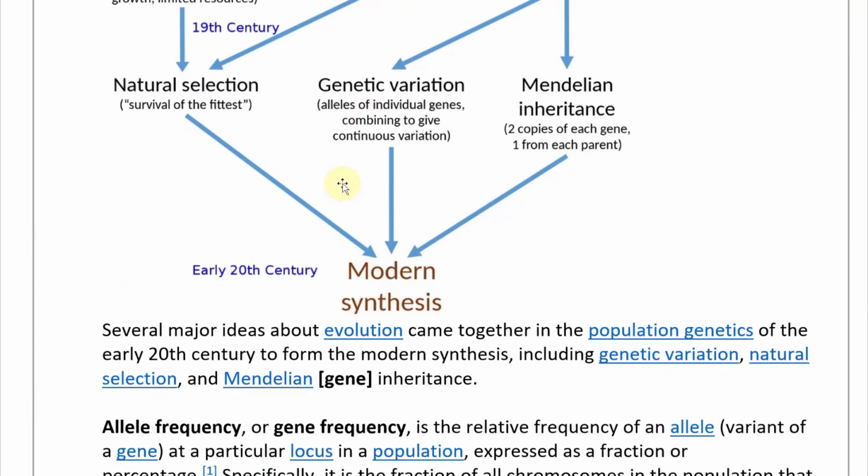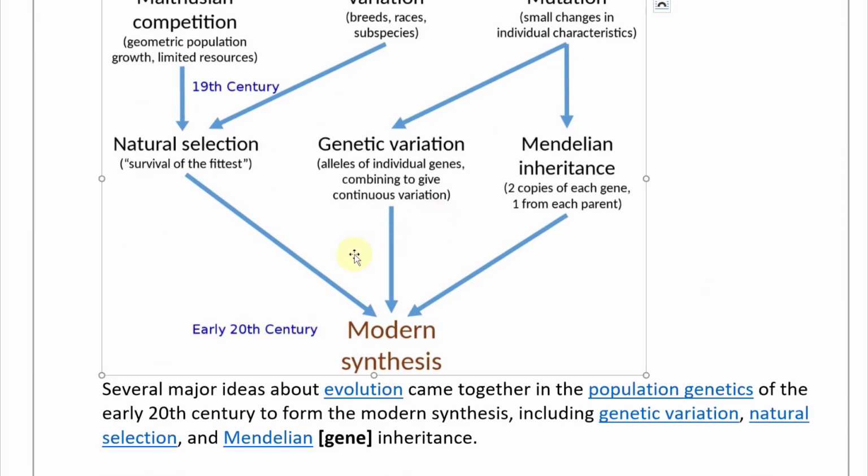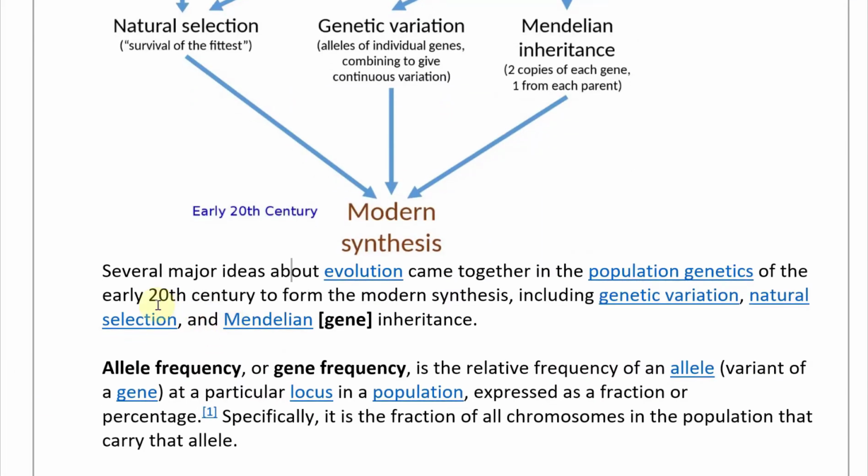And remember, alleles are gene variants. So let's go over here. Here's a diagram. Look at this diagram. Several major ideas about evolution came together in the population genetics of the early 20th century to form the modern synthesis, including genetic variation, natural selection, and Mendelian or gene inheritance.